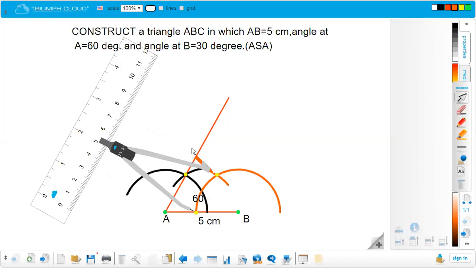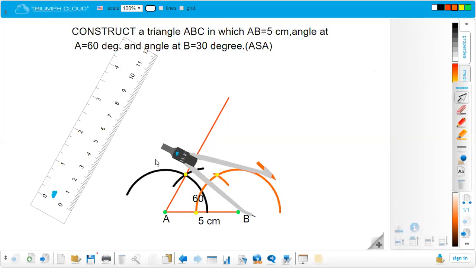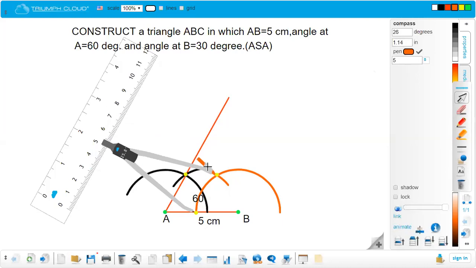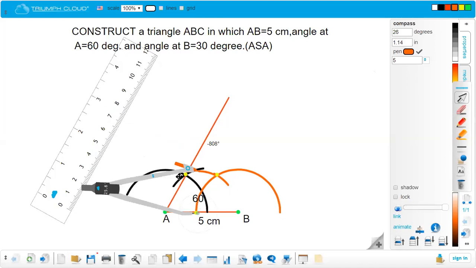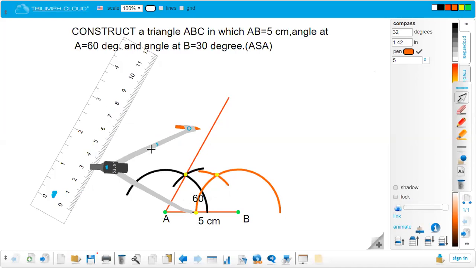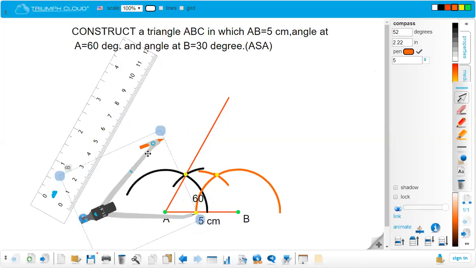Okay, let me bisect this 60-degree angle. And while bisecting, we have to use the same arc. Let me extend this compass. We can extend here. Let me extend. And let me drag it here. Let me draw an arc, here in the space.